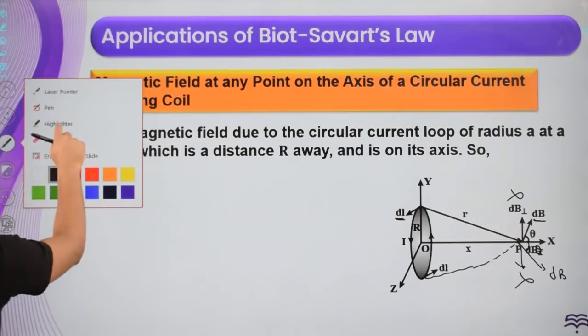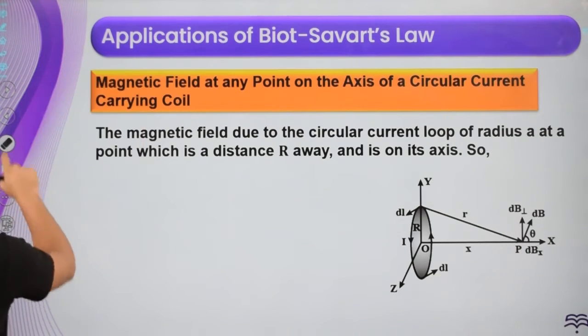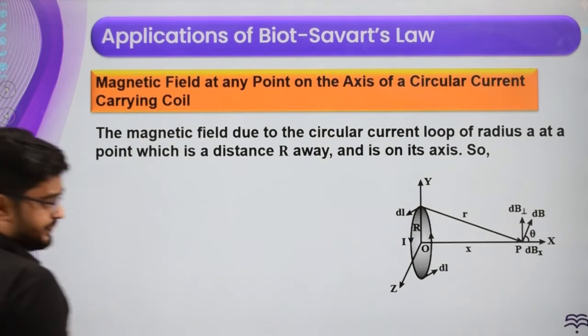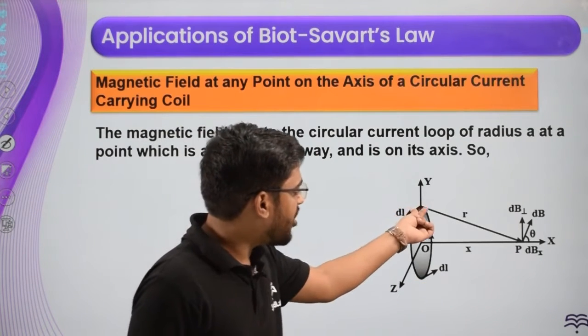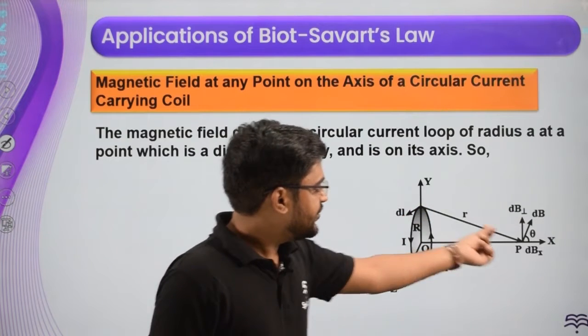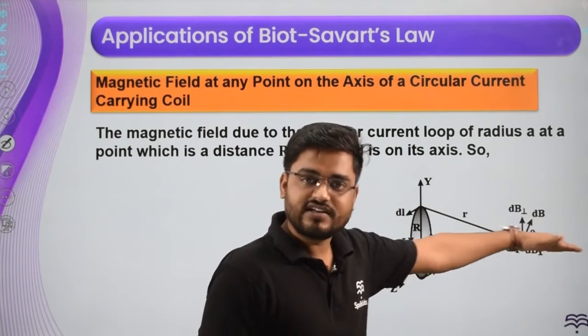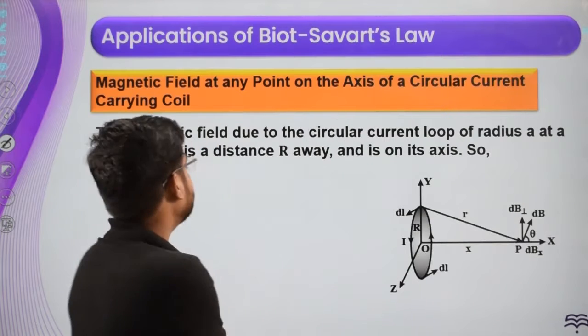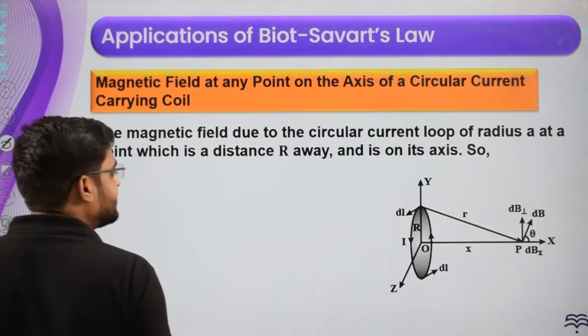Now I am going to find the small magnetic field dB due to this at point P. This is my dB. I will just take the dB cos theta component. I will integrate my dB cos theta, and that way I will get my entire magnetic field. So let's do the derivation.